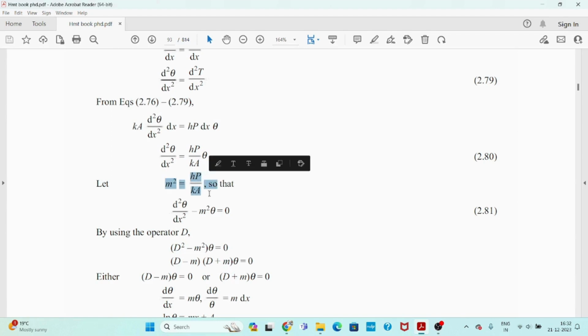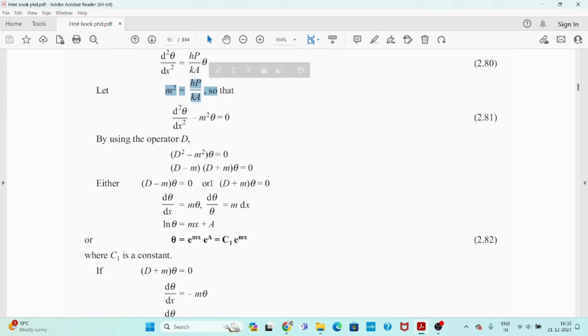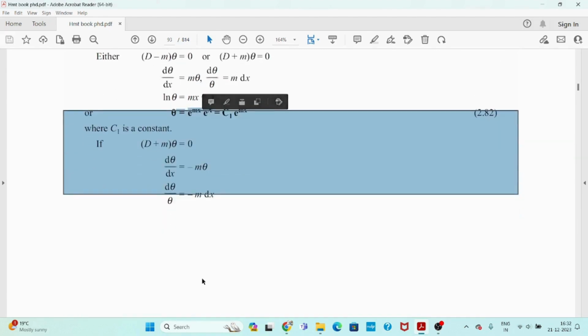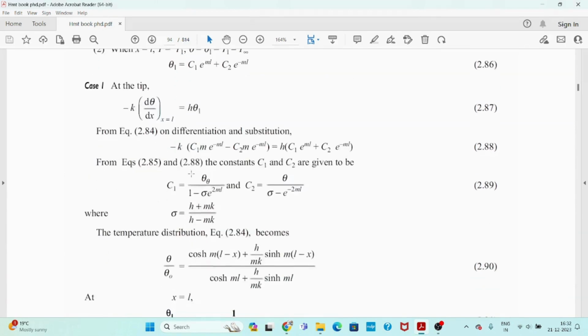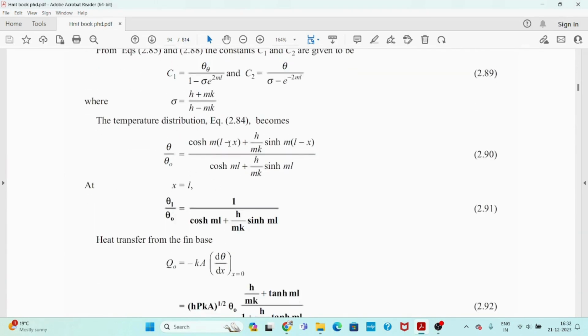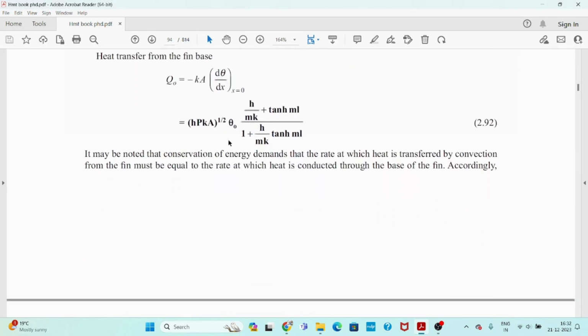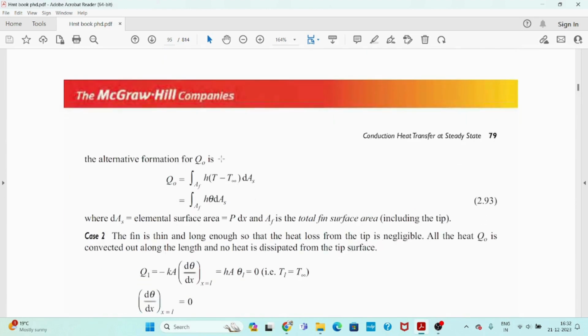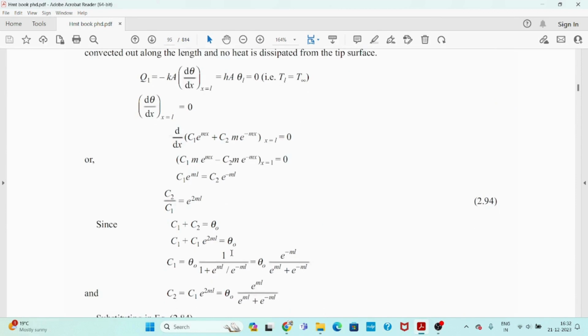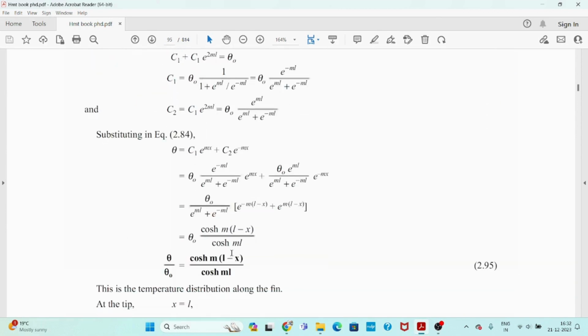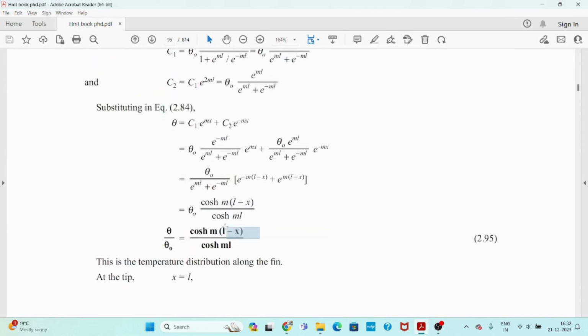m is equal to square root of hP upon kA. After that, you will end up with this equation. Okay. So not to worry, just read about some fundamental things. You will get the proper equation. And if you come to the formula question, if you remember the formula, you will get the answer. This is the important thing. Please remember this. Okay.